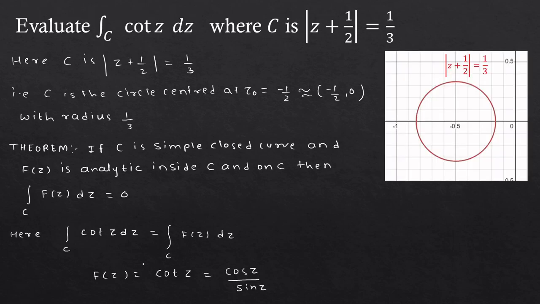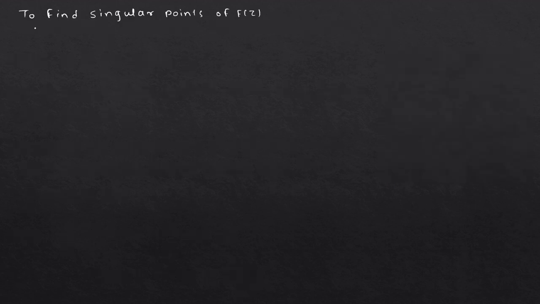First of all, we have to find the singular points of f of z. Singular points are those points at which the function capital F of z is not analytic. To find them for cos z upon sin z, we just put the denominator equal to 0. So what is the denominator here? Sin z. So sin z equals 0.